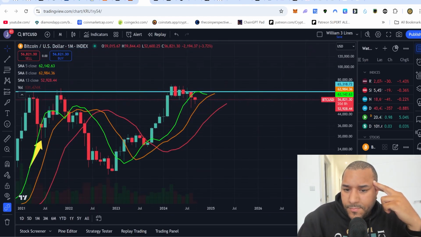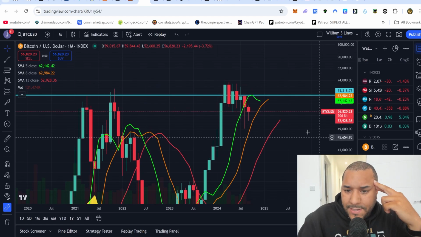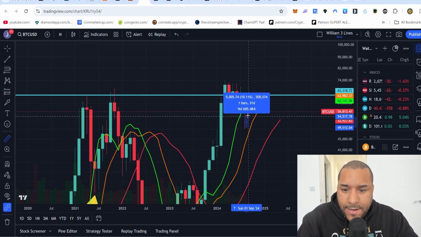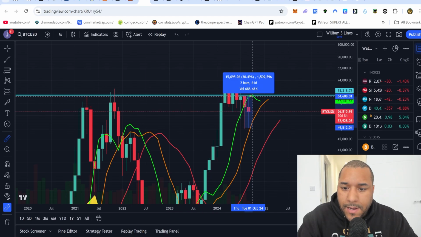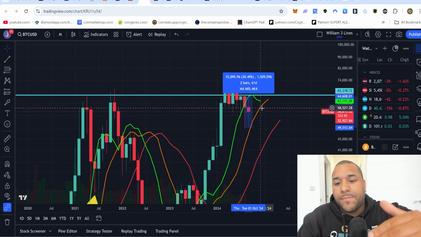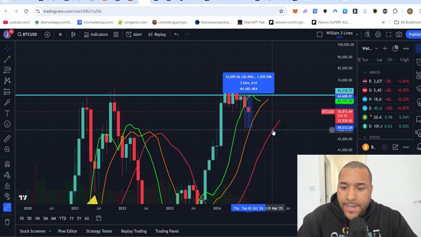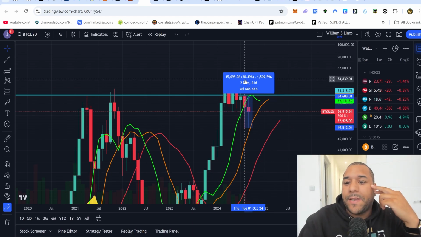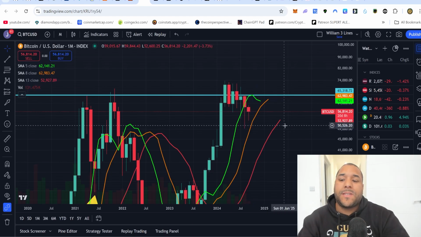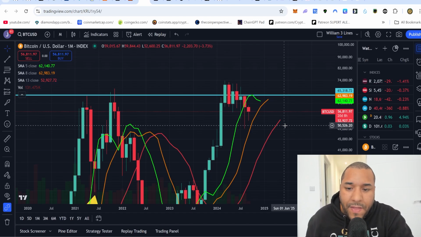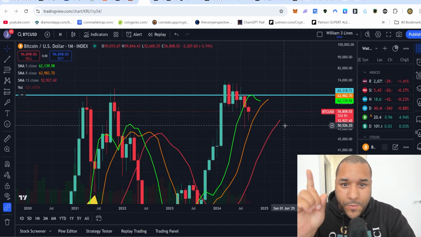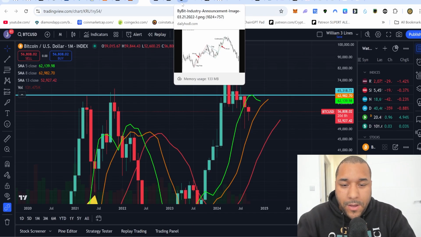So I want to prepare myself in a situation where I've got to make my mind think that this is it. This is going to come up to the green line and then it might roll over, come to the orange, pierce through the orange, get to the red and then crash down. And if it does, I've got another 30% for Bitcoin to go up, which means Bitcoin can go to about 64 to 65,000.